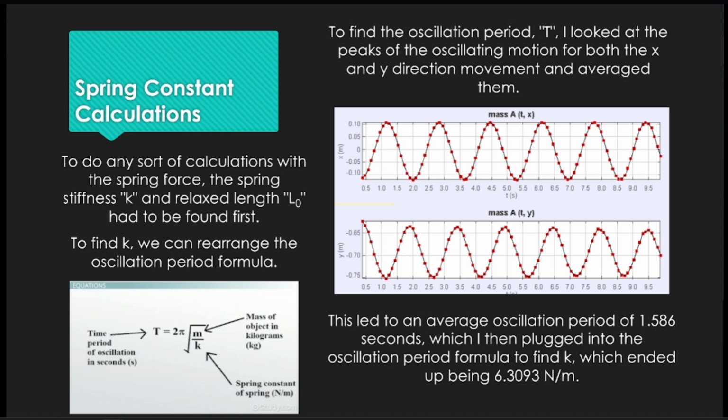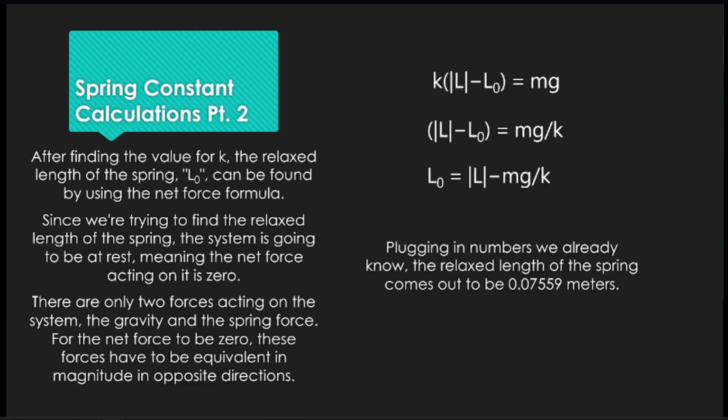To do any sort of calculations with the spring force, the spring stiffness K and relaxed length L0 had to be found first. To find K, we can rearrange the oscillation period formula, T equals 2 pi times the square root of m over K. To find the oscillation period T, I looked at the peaks of the oscillating motion for both the x and y direction movement and averaged them. This led to an average oscillation period of 1.586 seconds, which I then plugged into the oscillation period formula to find K, which ended up being 6.3093 newtons per meter.